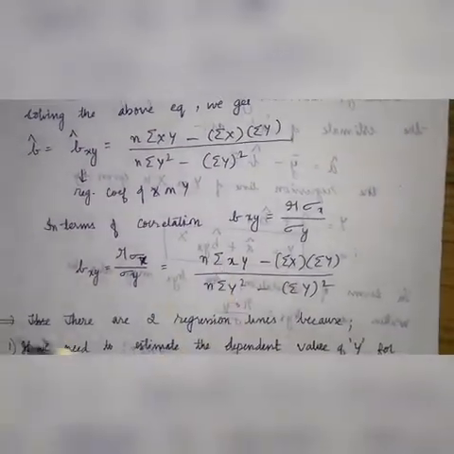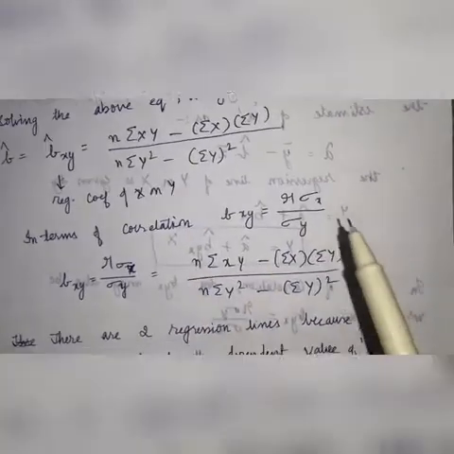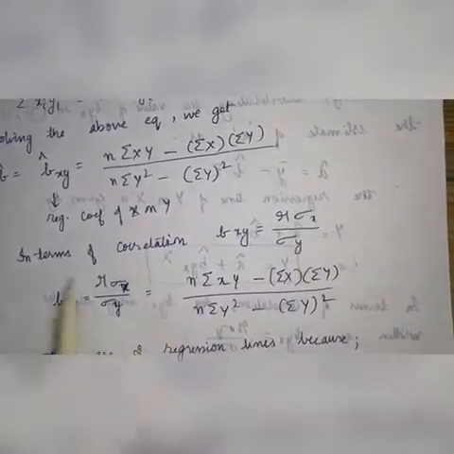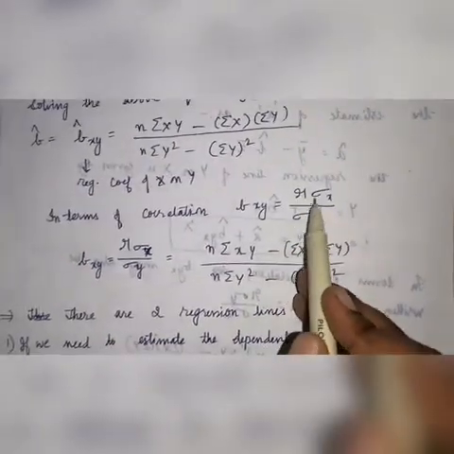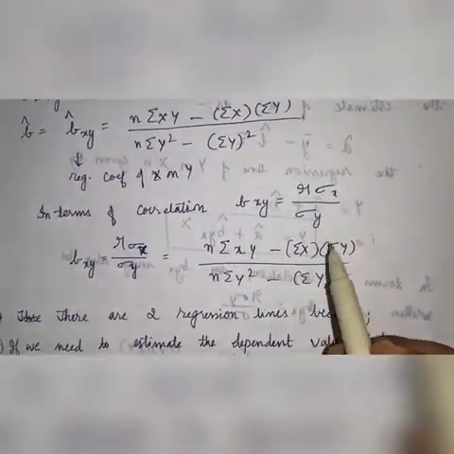Now in terms of correlation, you can also find the regression in terms of correlation. Bx on y equals the regression coefficient of x by the regression coefficient of y. That is the relationship between correlation and regression.